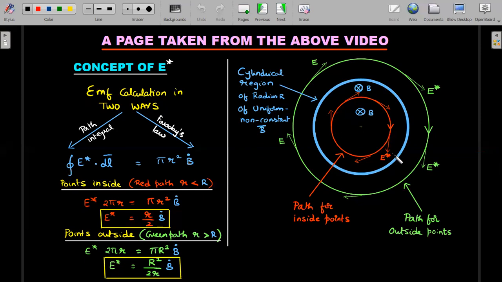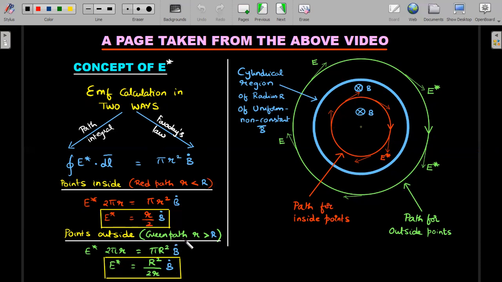The direction of E star here may not be correct. It all depends on whether B is increasing or decreasing. So you can make up your mind about that, but it will be tangential E stars. The E star calculation, the red colored one, is for the field inside. Whereas even though magnetic field doesn't exist outside, you would expect an E star to be present even outside. All the explanation was given in that particular video. So then I calculated the value of E star in red color, that is inside points and also outside points.